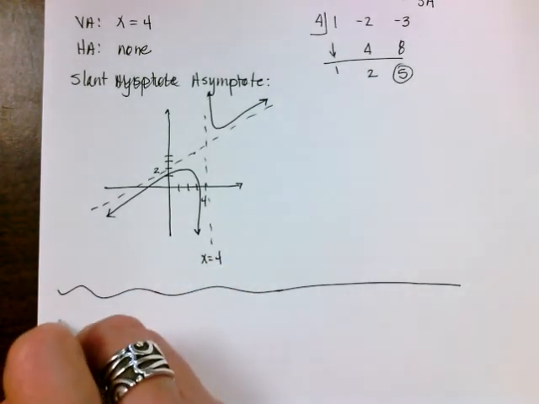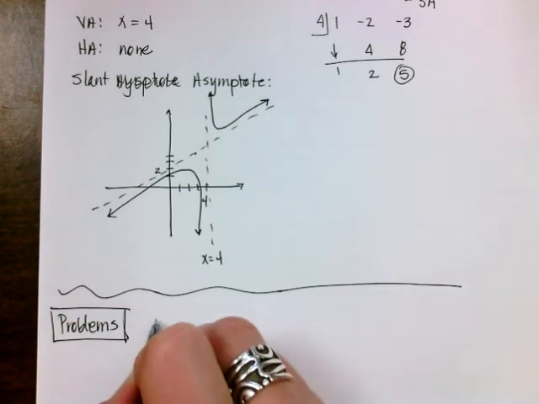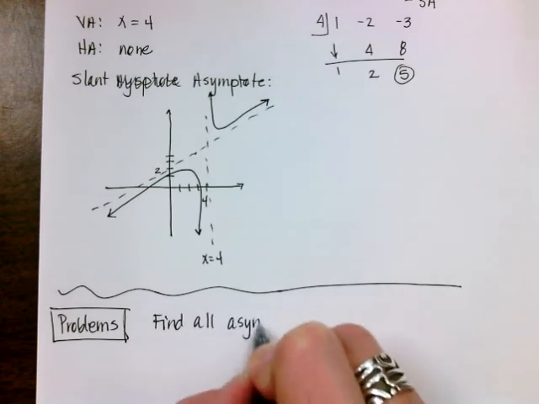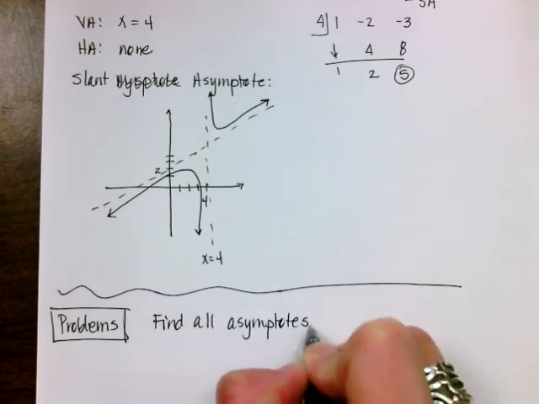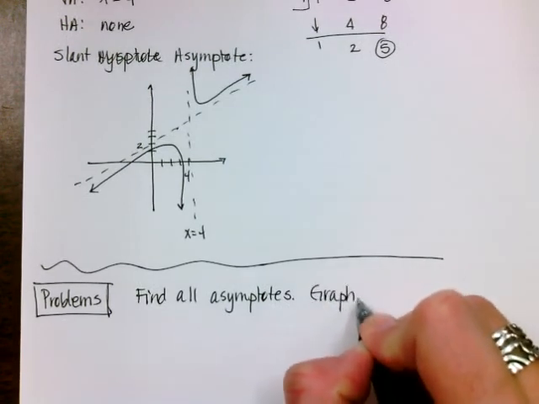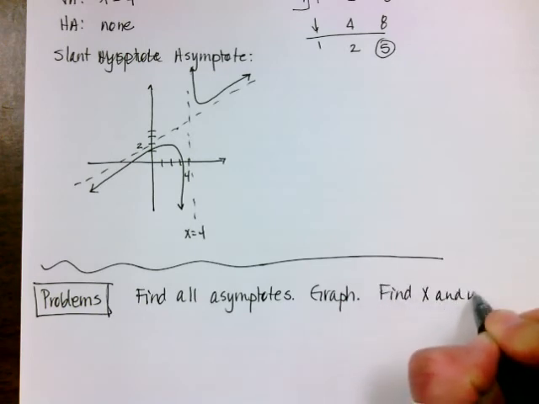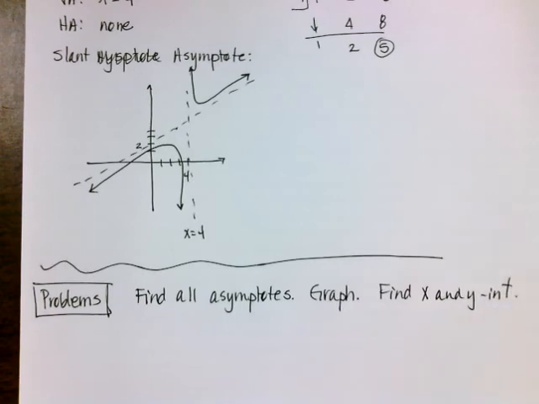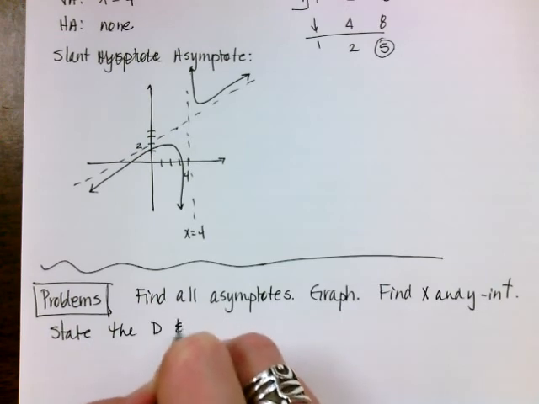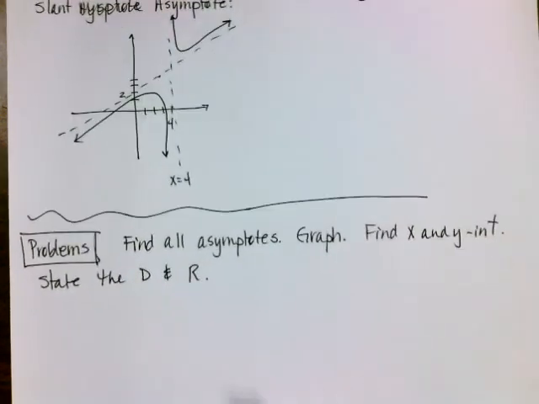Okay, so the directions are pretty generic. Okay, so there's your problems. I want you to find all asymptotes, and I'd like you to list them on the side like I've been doing in the examples, and then I want you to graph, and then I want you to find the x and y intercept. Okay, and then last I want you to state the domain and range. Okay. All right, you actually only have 3 problems to do because they each take a little bit of time.